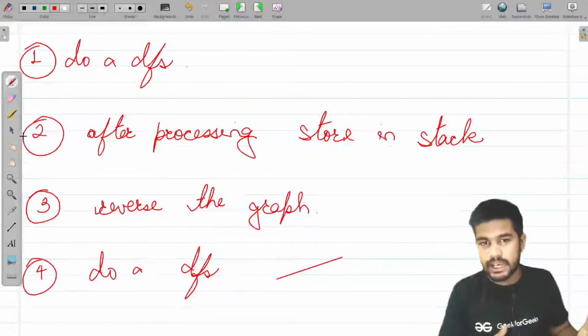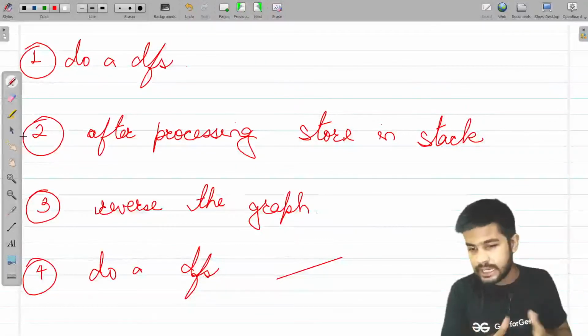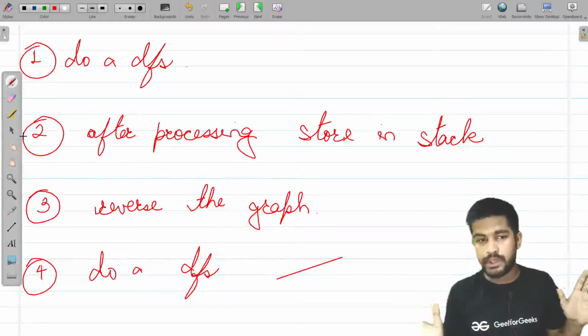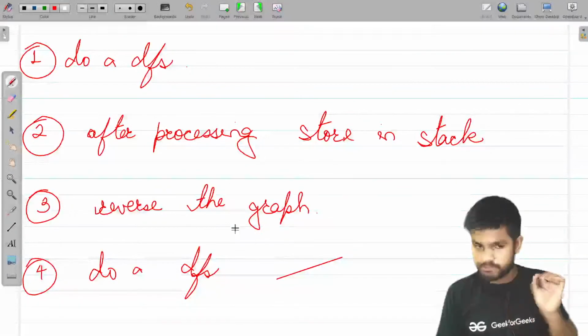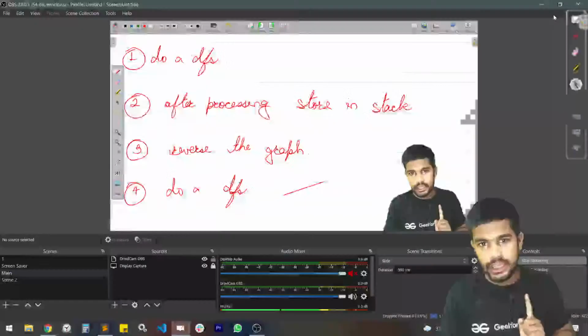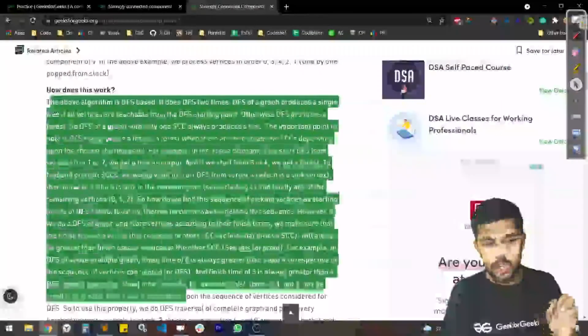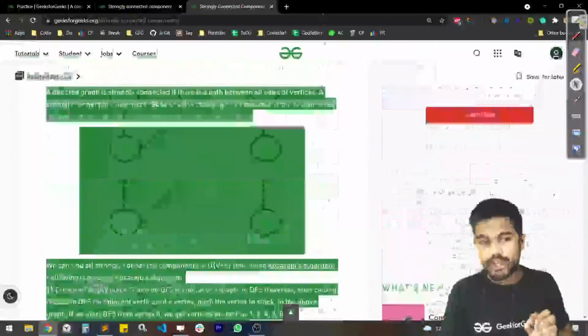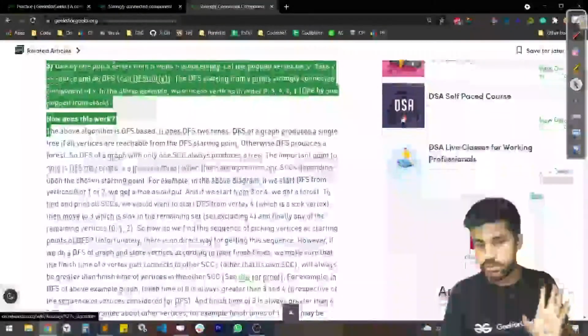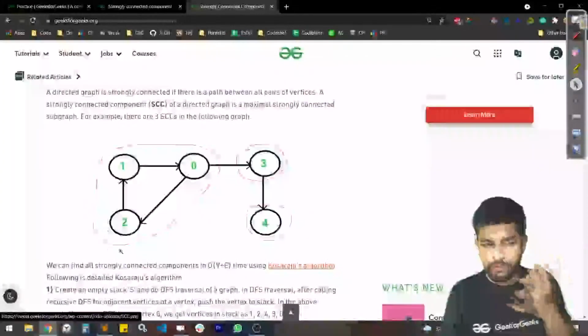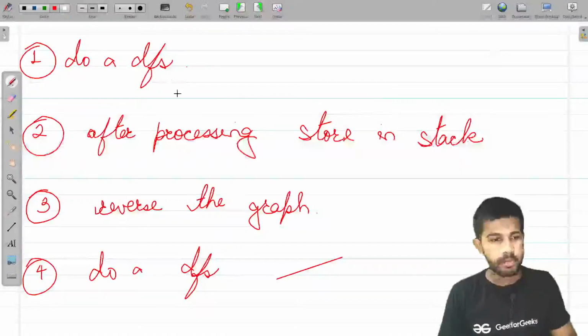Now, why is this working? You would be asking, sir, you are not explaining, you just gave me the whole algorithm. To prove why this works, you can read about it at GeeksforGeeks. It has a long proof which would make the class very boring. That's why I don't intend to do this. I only want to focus on the problem solving part. Okay, good to go.